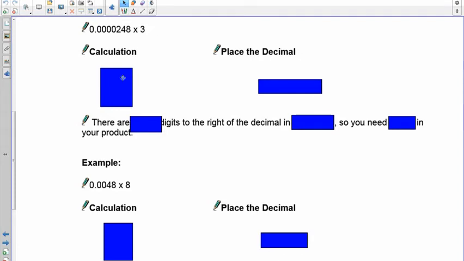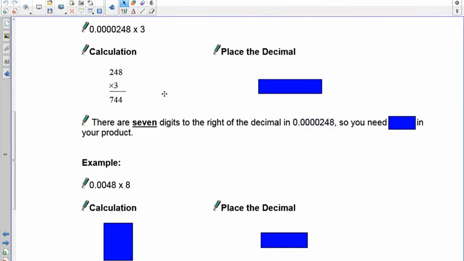All right, so here we go. You should have gotten 744. Now, you'll notice I've got 1, 2, 3, 4, 5, 6, 7 here. All right, so there's 7 digits to the right of the decimal in the question. So I need to have 7 in my product.